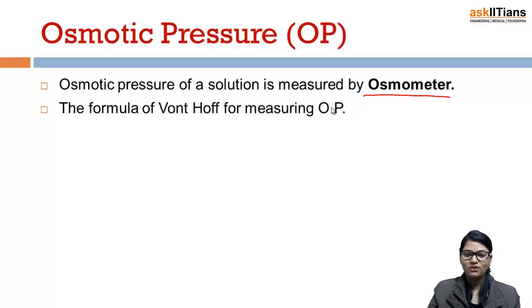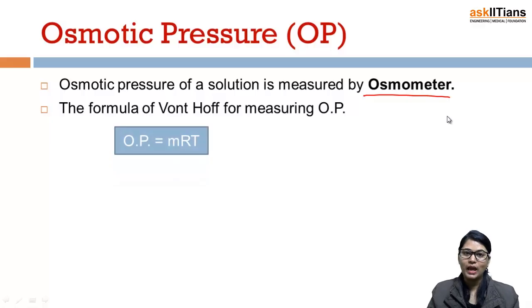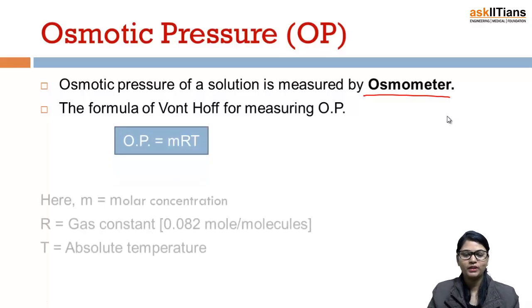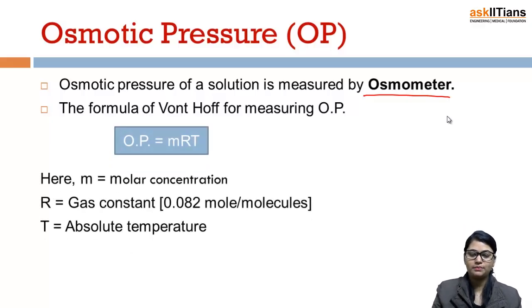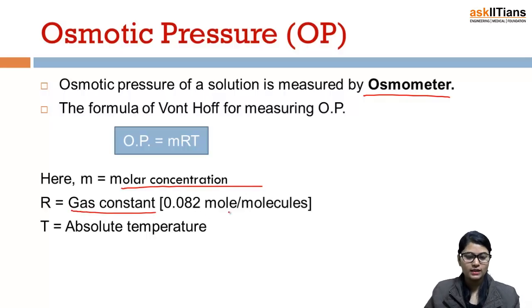The formula of Van't Hoff for measuring osmotic pressure. There was a formula given by the scientist Van't Hoff to measure the osmotic pressure. It was OP = MRT. What's OP? OP is osmotic pressure. What's M? M is the molar concentration. R is the gas constant. You know the value of the gas constant, 0.082, and T is the absolute temperature.